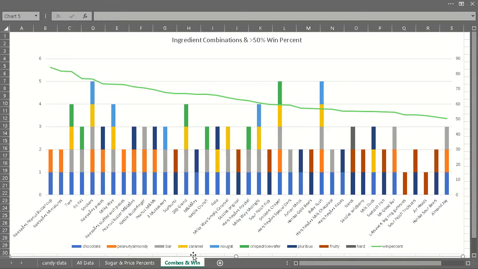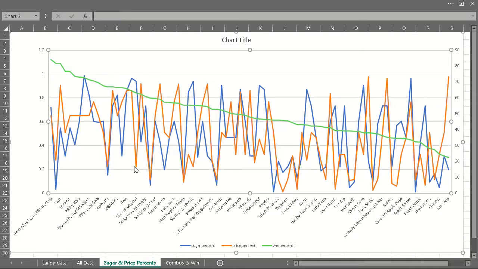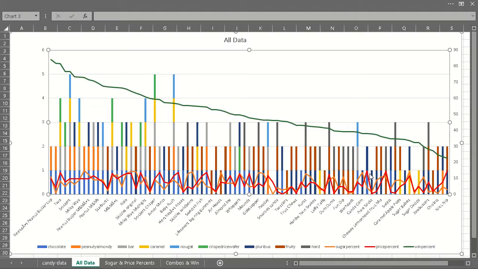So we look at, again, peanutty almond and chocolate. Those are in the top 10 of the 87. And we can go back again to the sugar and price percents. There's no discernible difference that would impact the win percent. And this is a visualization of all of the data, which is a little bit too much to be able to pull the other two analytics that I just discussed.